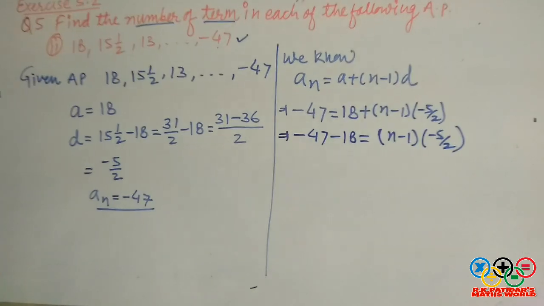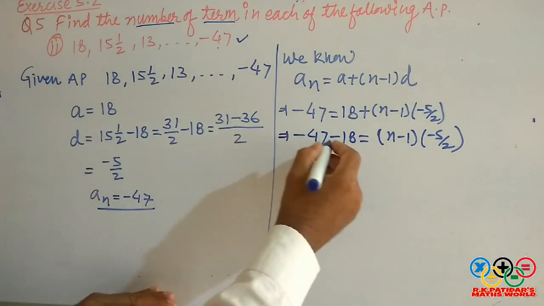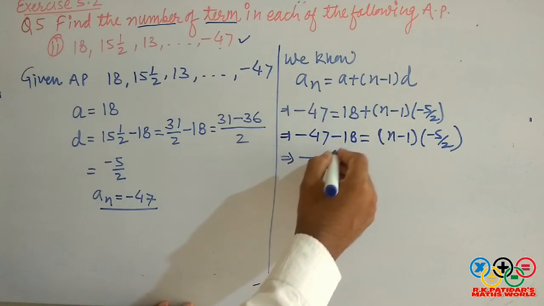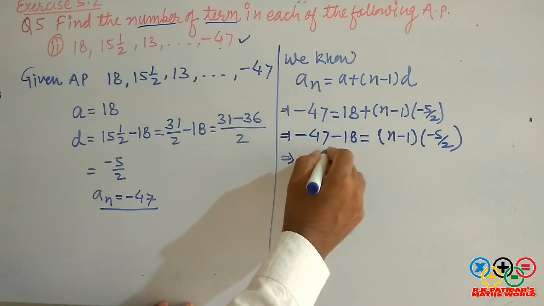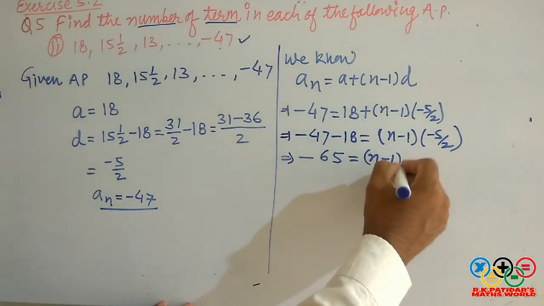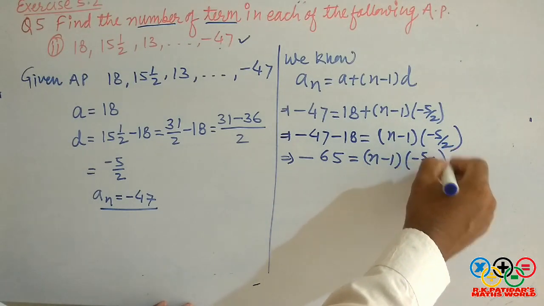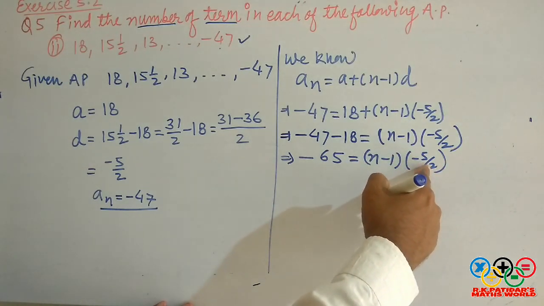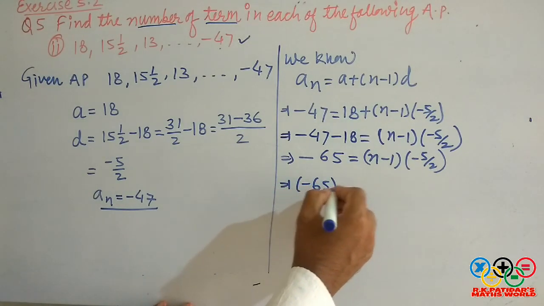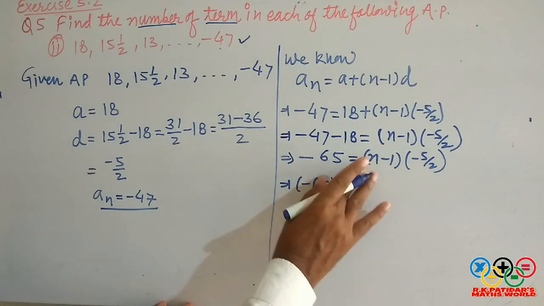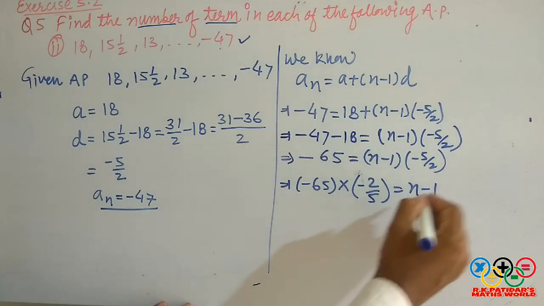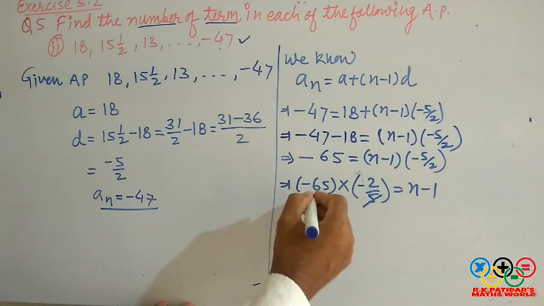Now, minus 47 minus 18, it will be 7 and 8, 15, 5 and 1, 6, 65, minus 65 is equal to n minus 1 into 5 by 2. Now transpose this 5 by 2 to this side. So it is minus 65 into 2 by minus 2 by 5 is equal to n minus 1.